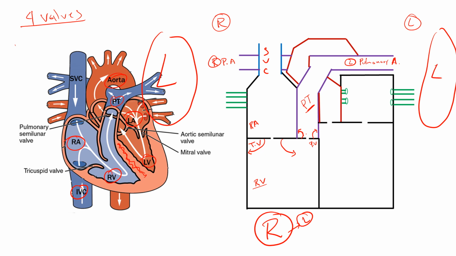Keep in mind, I'm just explaining the blood flow. So I'm going to show you how the blood circulates from the right side of the heart towards the lungs, then from the lungs towards the left side of the heart, and then from the left side of the heart towards the circulation, or towards the aorta. That is the blood flow.